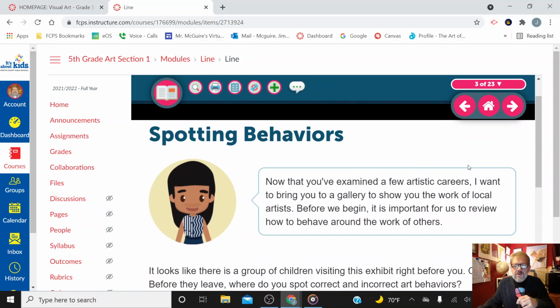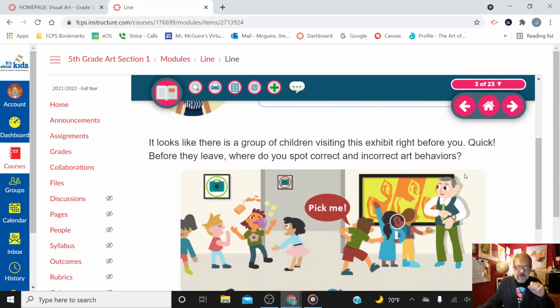Spotting behaviors. Now that we've examined a few of the artistic careers, we want to bring you to a gallery and show you the work of a local artist. But before we begin, it's important to understand how we should behave when we're around the work of others. So it looks like this group of children is visiting an exhibit. Before we go, we need to take a look and see if they're doing it right. Do you see any correct or incorrect art behaviors?